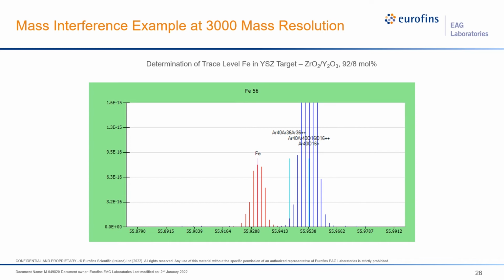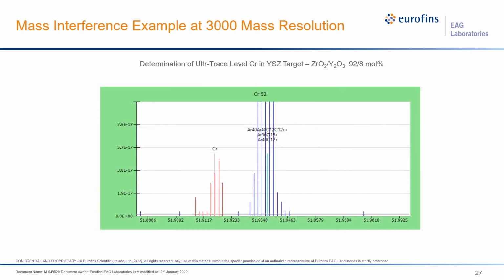determine the iron levels. Similarly, you can see we can do chrome. Chrome has even more interference. This is chrome 52 we use, and you can see it can easily resolve the interference from argon 40 carbon 12, or argon 36 oxygen 16. So because of this high mass resolution, it is possible to unequivocally determine those trace transition metal impurities.